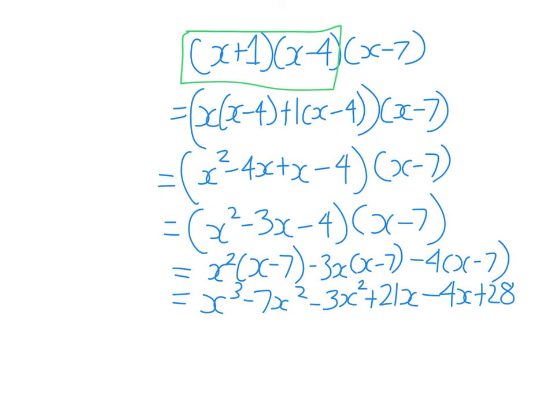Now that we've got this big expression, we're just going to collect like terms. So the x cubed has no like terms, minus 7x squared minus 3x squared, 21x minus 4x, and then the 28 has no like terms, and we're done. So expanding brackets is a very important thing to note. Please ask me if you're unsure.